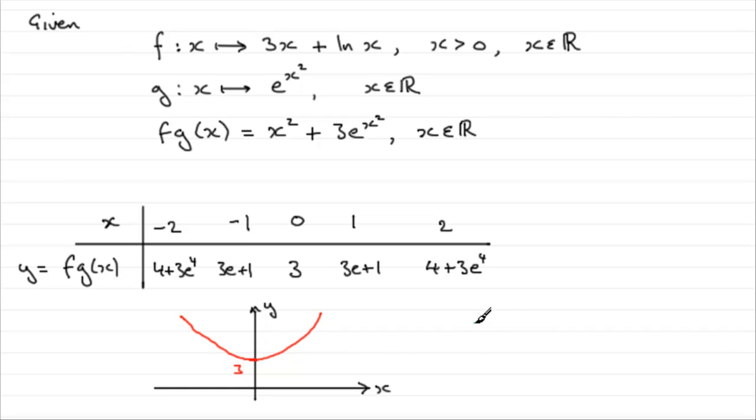So you can see from the graph that the range of that composite function fg of x is going to clearly be greater than or equal to 3. All these y values up here, fg of x values, that's our range.